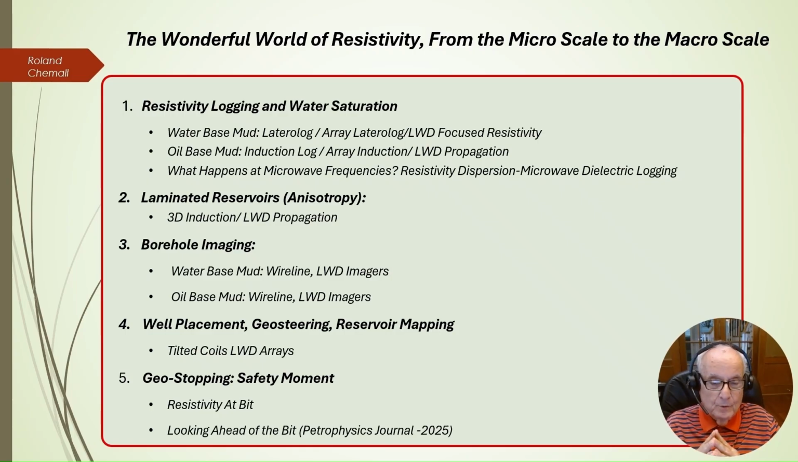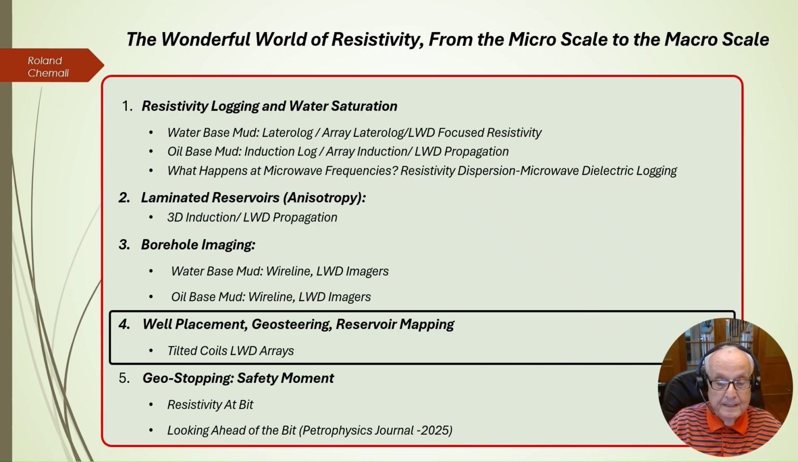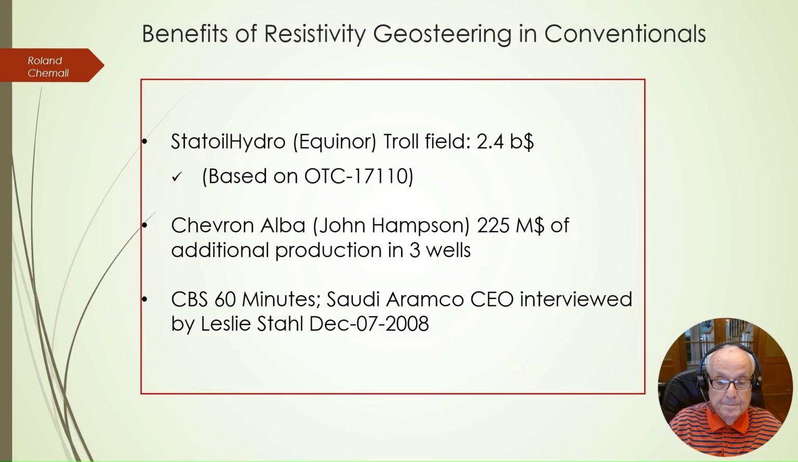We continue now with the next subject, which is well placement, geosteering, reservoir mapping, reservoir navigation, all that with resistivity. So that's the macro scale now. We are on the macro scale. Why do we geosteer? Why is it important that we geosteer? And for geosteering, really resistivity is the way to go. I submit to you 3 examples.